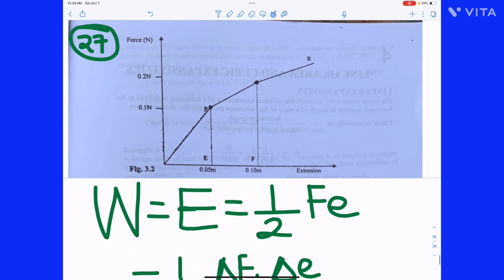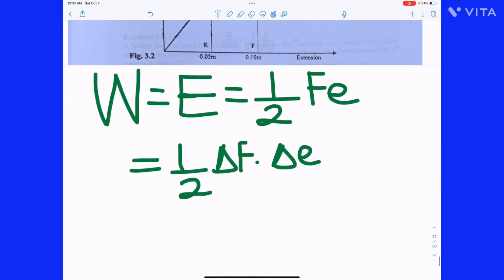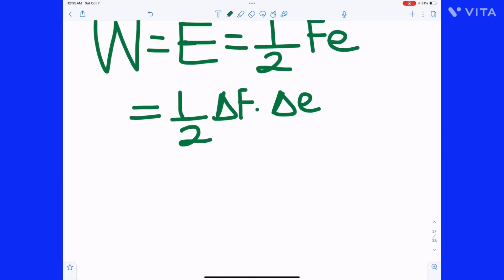Also, at E, when the length is 0.05, the force is 0.1. At F, when the length is 0.10, the force is 0.20. So you will see that here too, there's a delta F, a change in F, and in this range, there's a delta E. So that makes sense now. We are going to do work done is 1/2 times delta F times delta E. Let's go ahead and sort out the values.